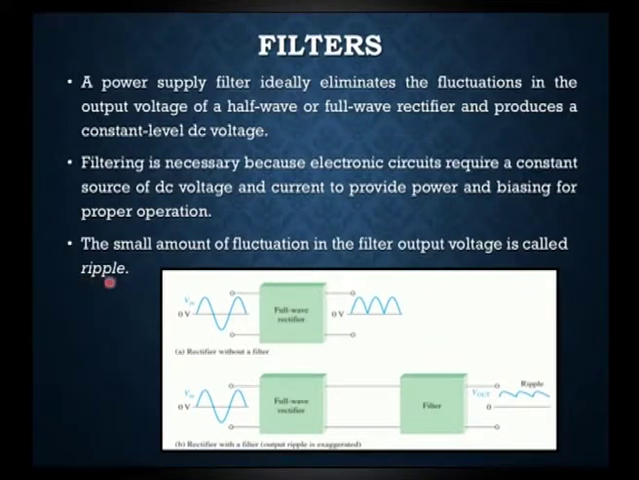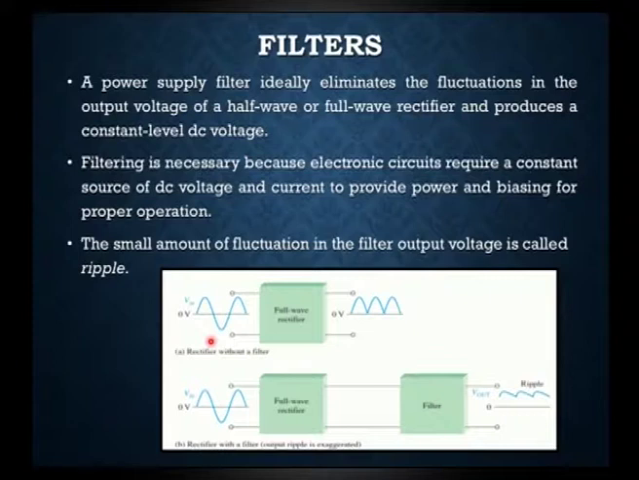So, a very important term is the fluctuation, which we will call ripple. The small fluctuation we will call ripple here. In this picture we can observe a rectifier without a filter, what we studied till now. The input will be this Vin, and the output is what we get from a full wave rectifier like this. If we use a filter, the output will be slightly different.